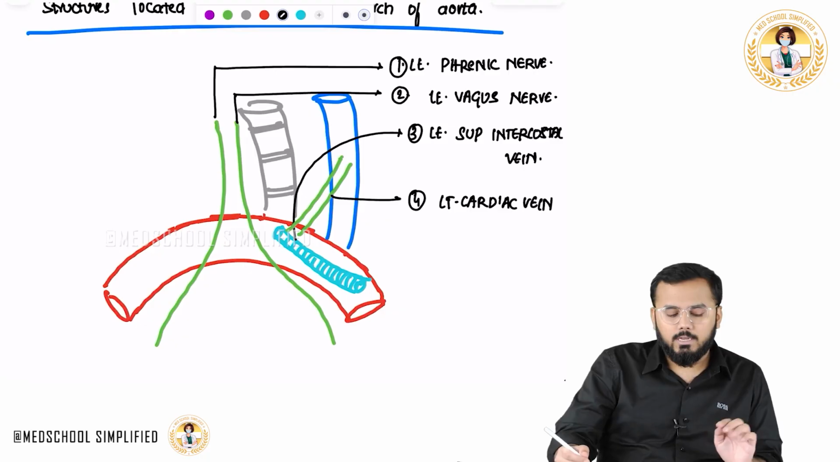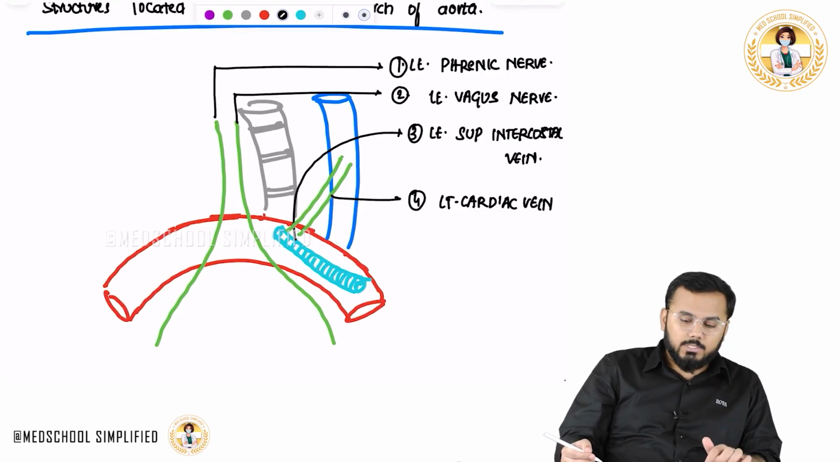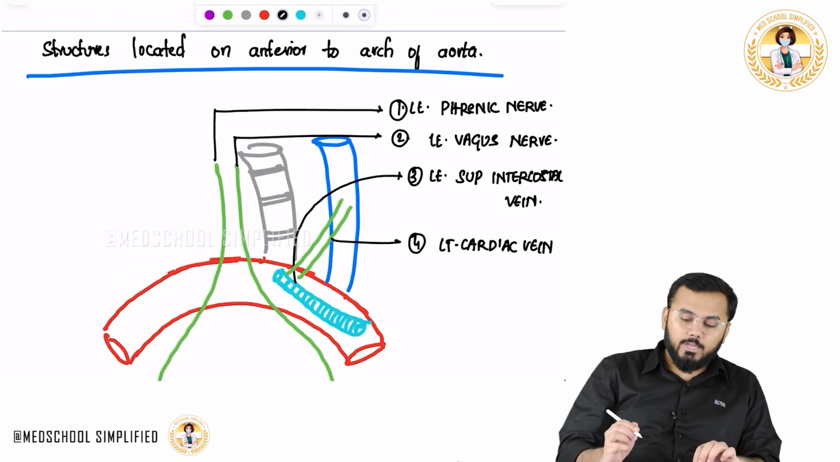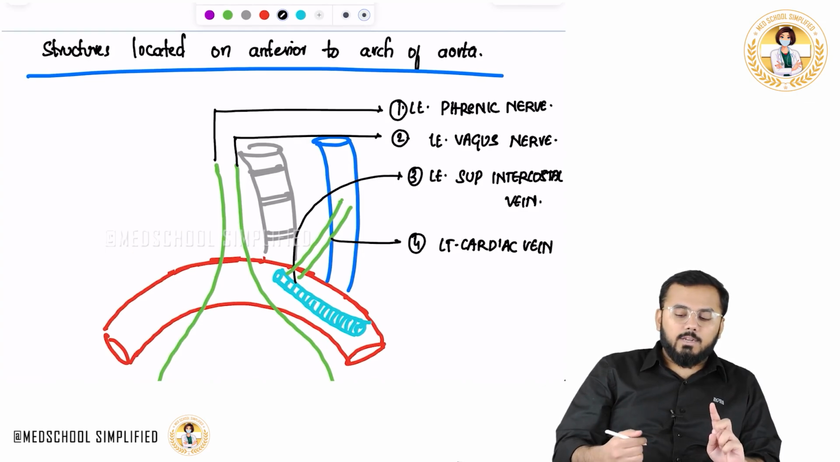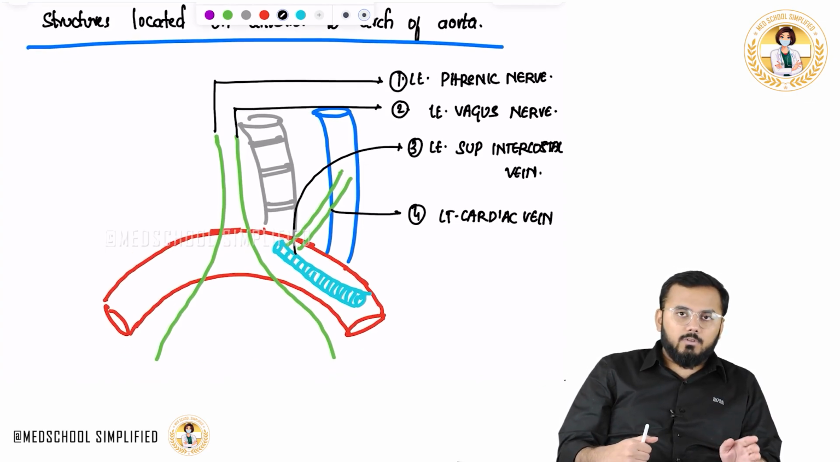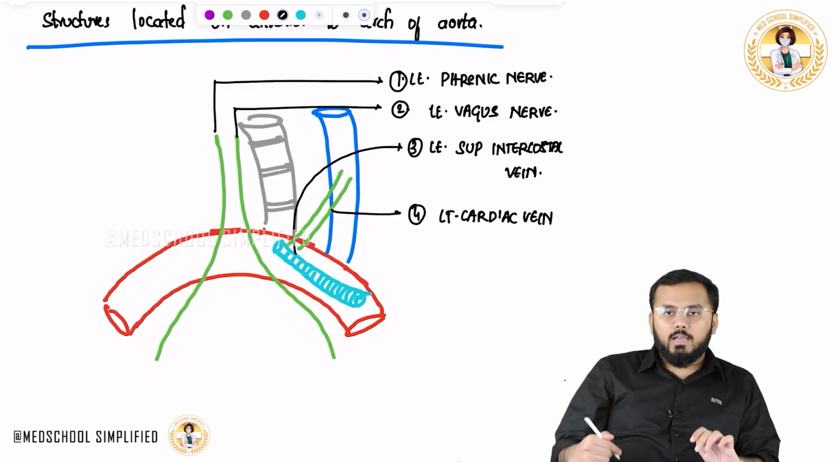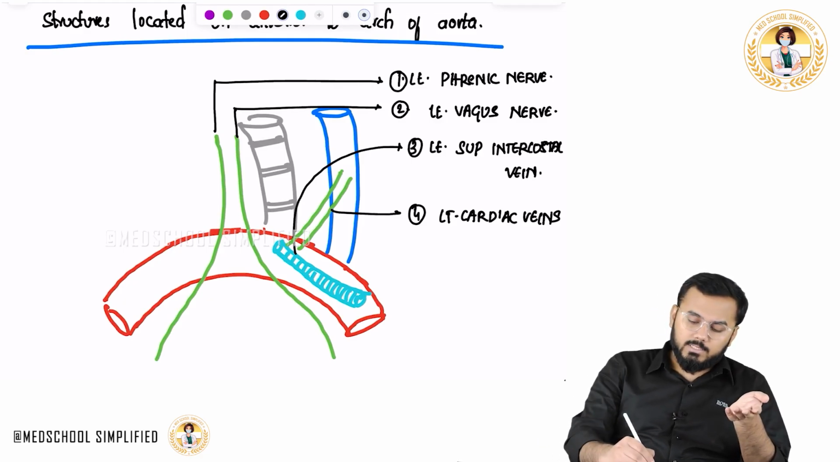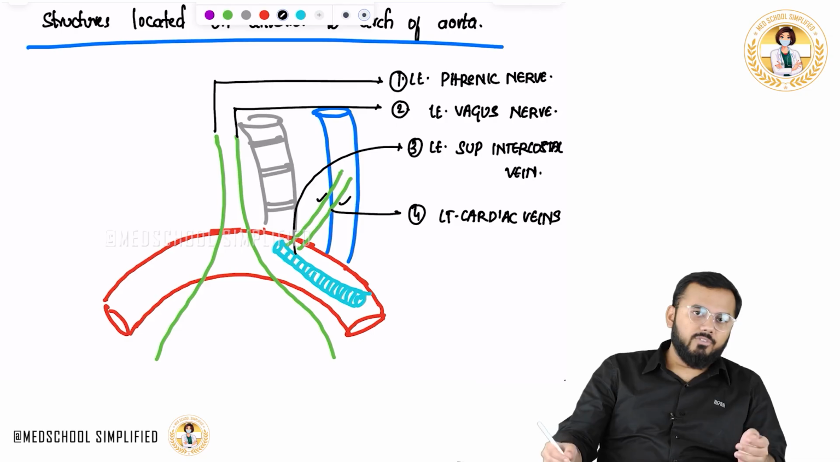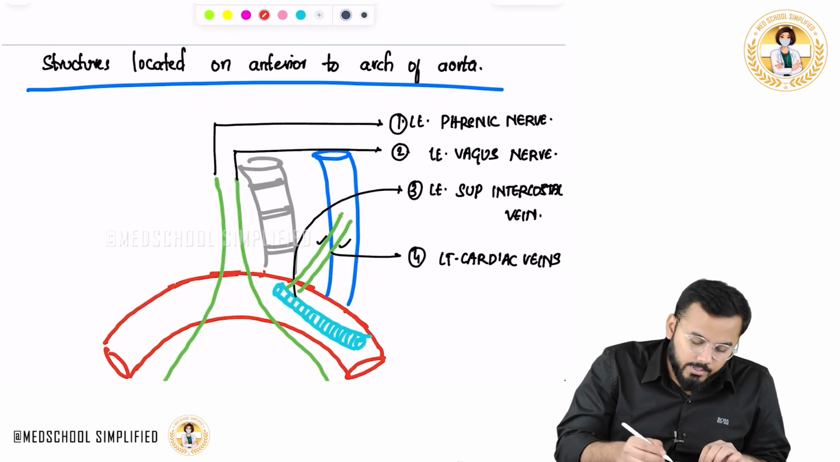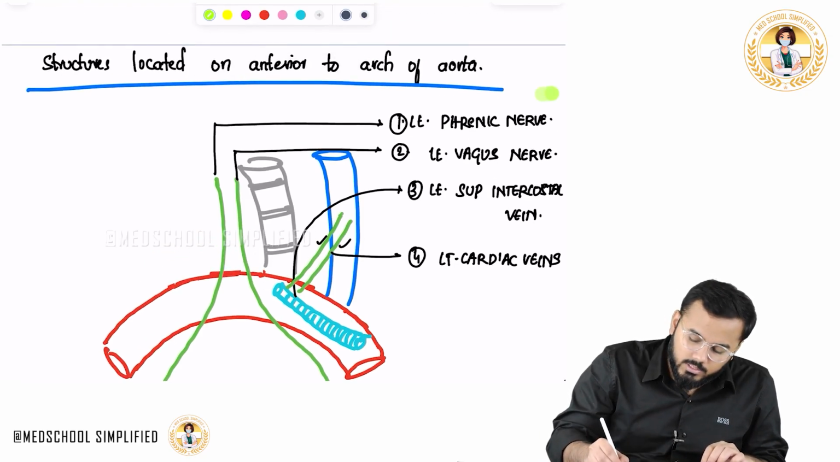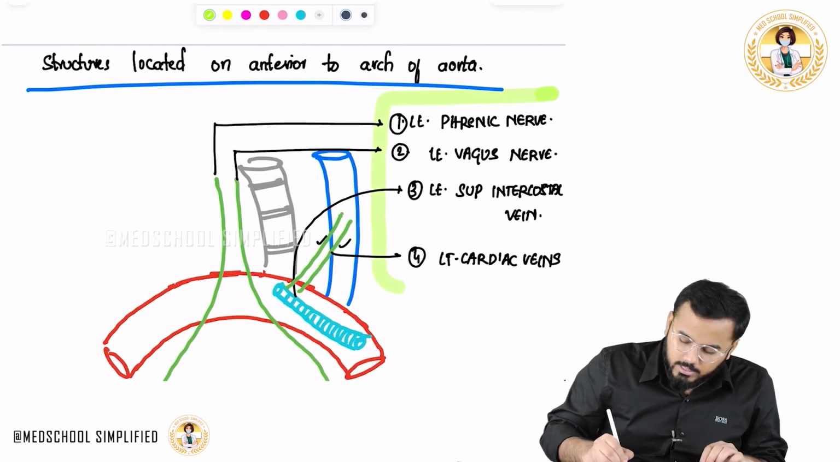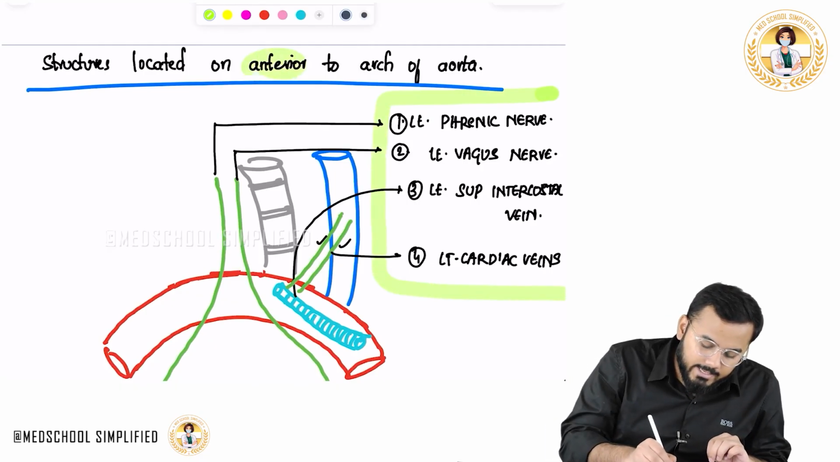So overall, just look at these structures, guys. What are the structures that are located anterior to the arch of aorta? You have got a nerve called the left phrenic nerve, the left vagus nerve, the left superior intercostal vein, and the left cardiac veins, okay? There are two again, one on the top that is called the superior one, and the inferior one. So these are the structures that are located anterior.